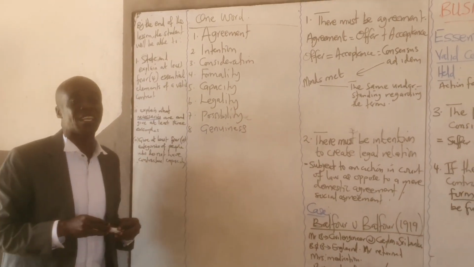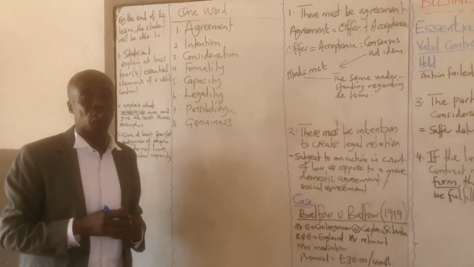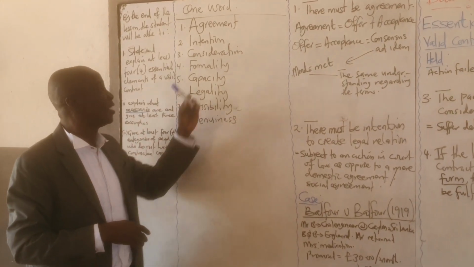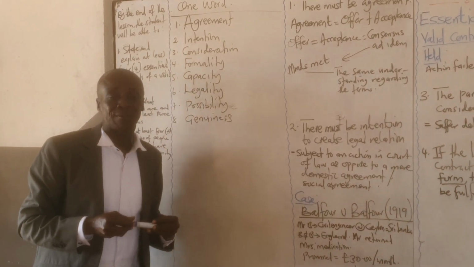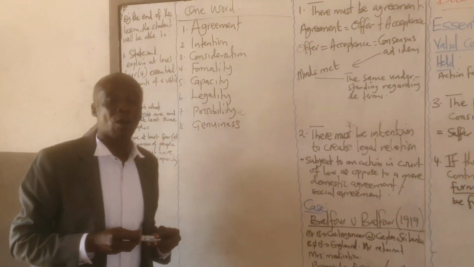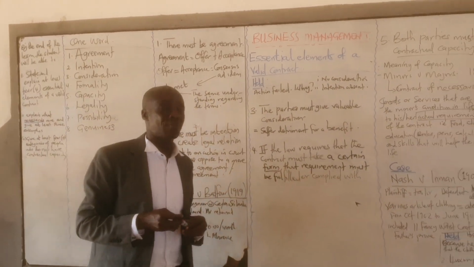The next one, very simple, is that there must be consideration. So in one way, consideration, and we learn about what consideration is. The next one is that if the law says that the contract must be entered into in a certain form.